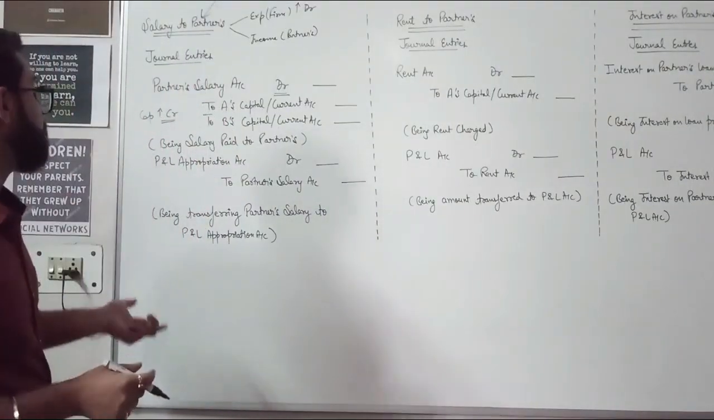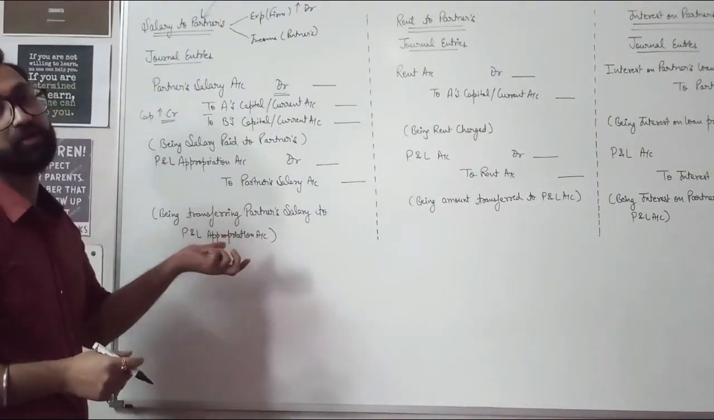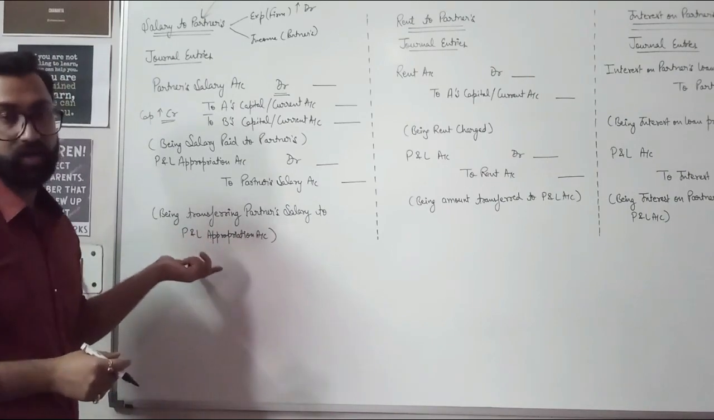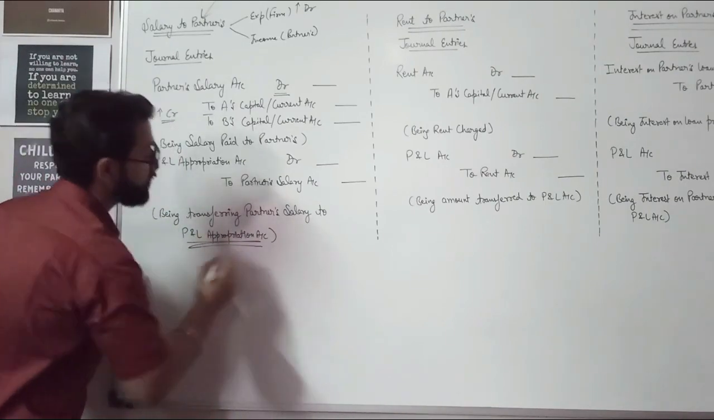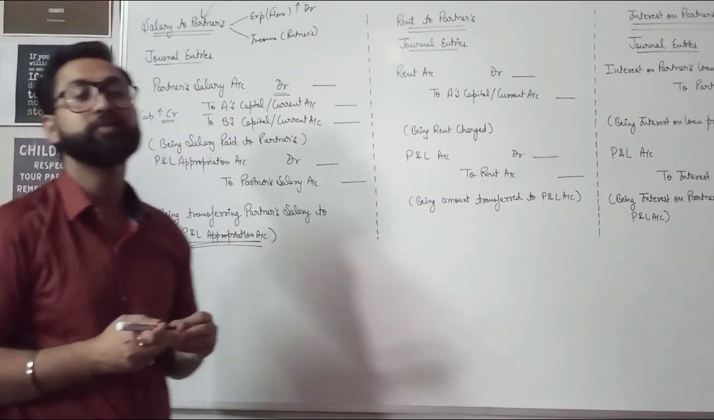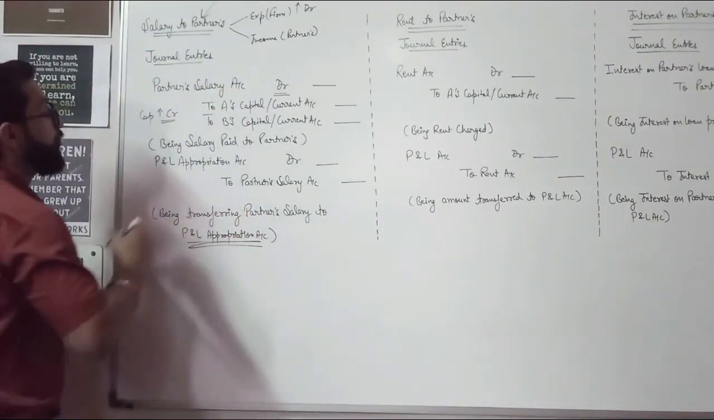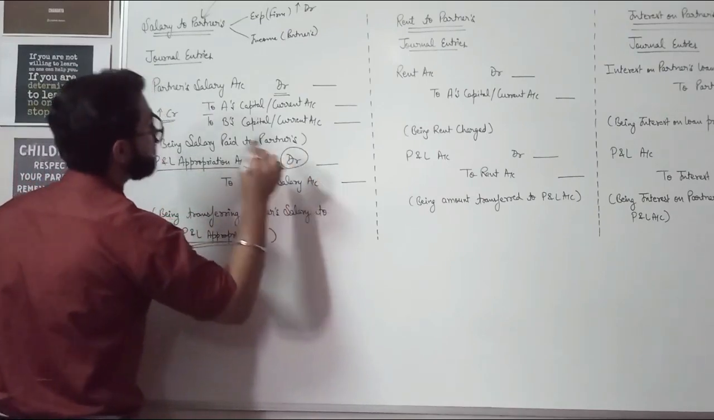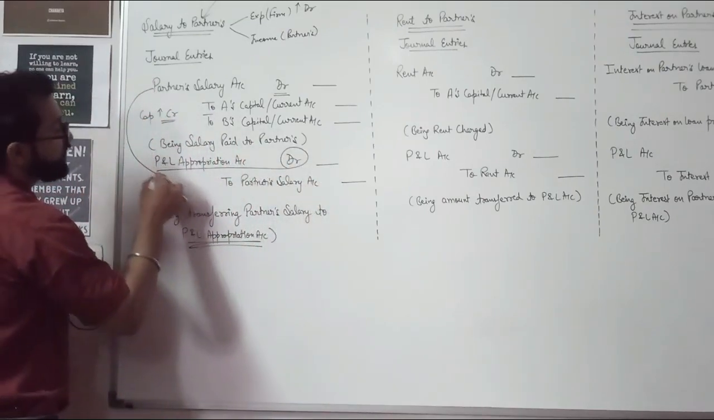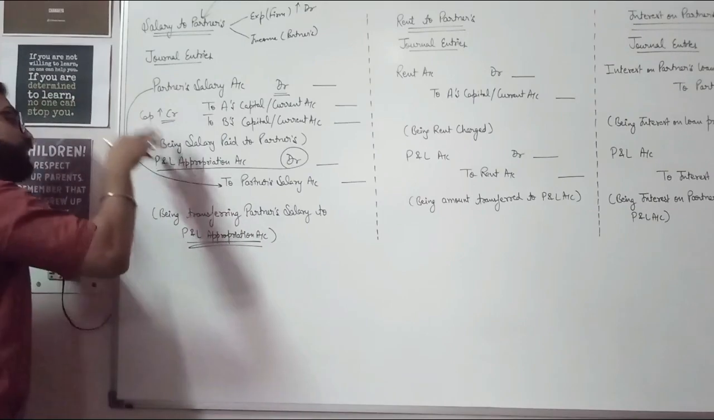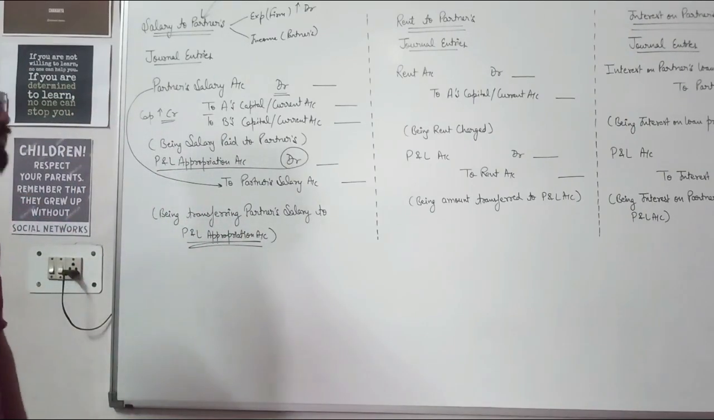Now, at the end of the year, this salary is transferred to an account known as P&L appropriation account, because this is not a normal salary. It is a salary which is given to the partners. Therefore, profit and loss appropriation account debit, and partner's salary is transferred to profit and loss appropriation account.